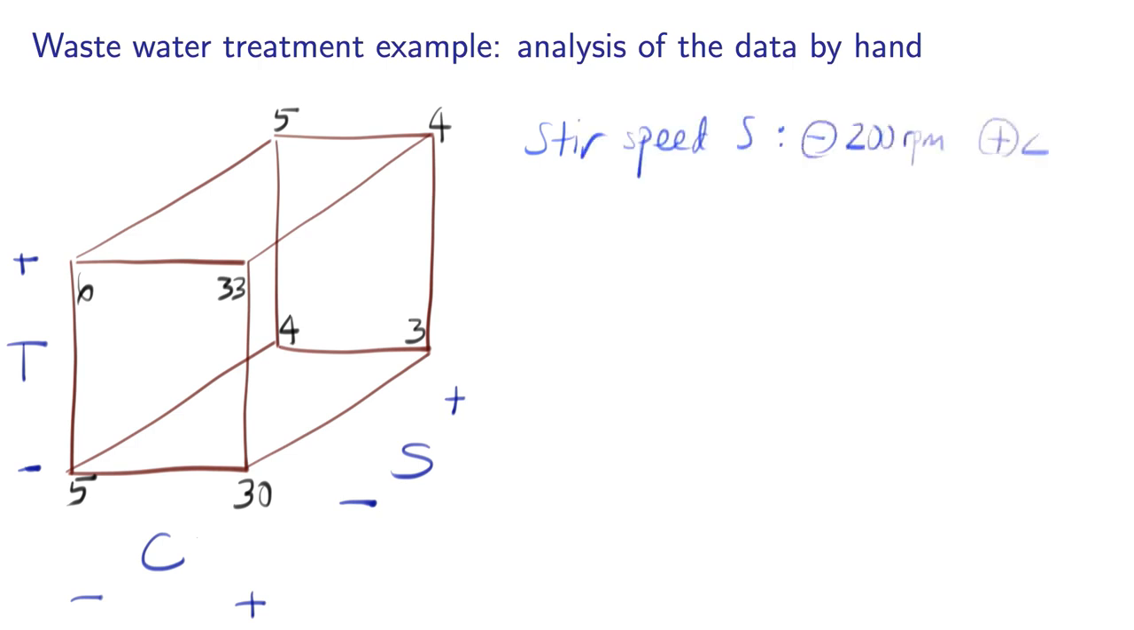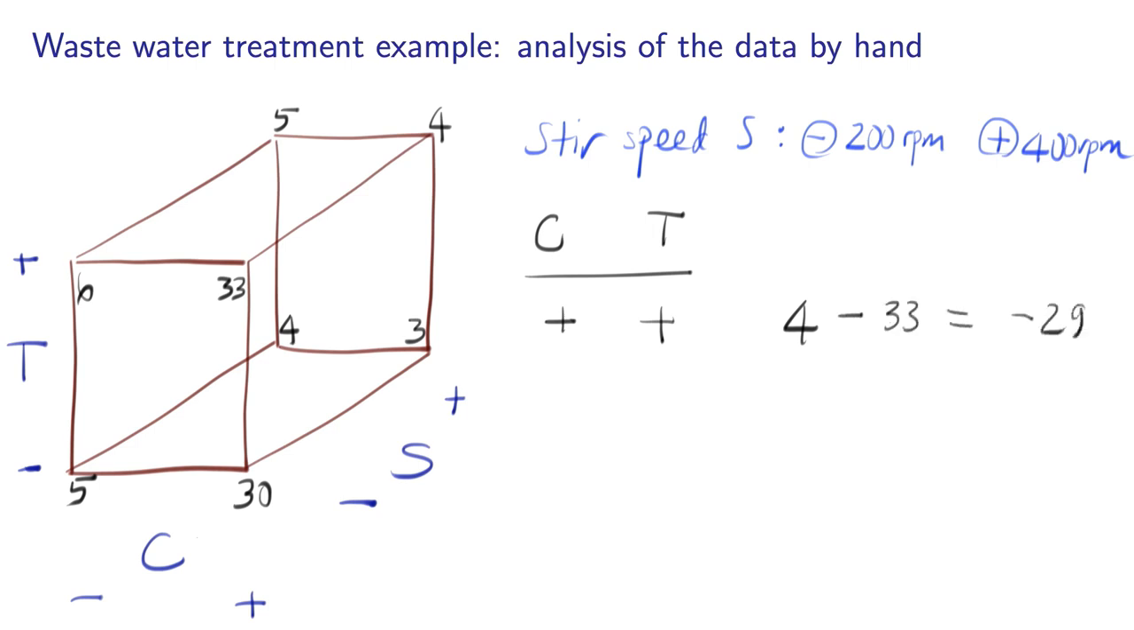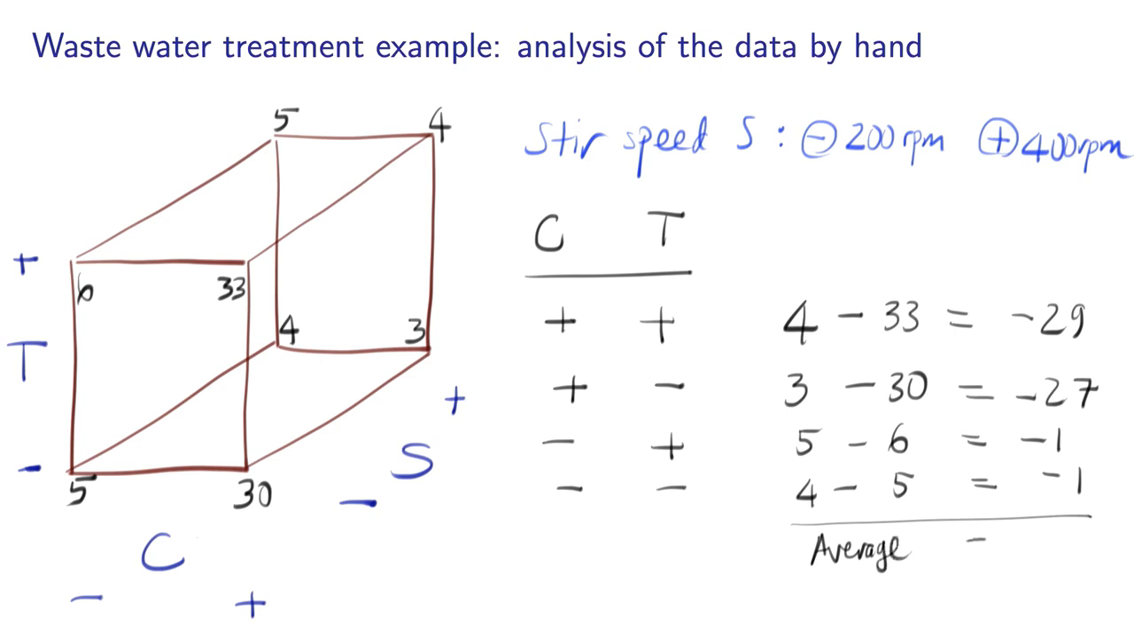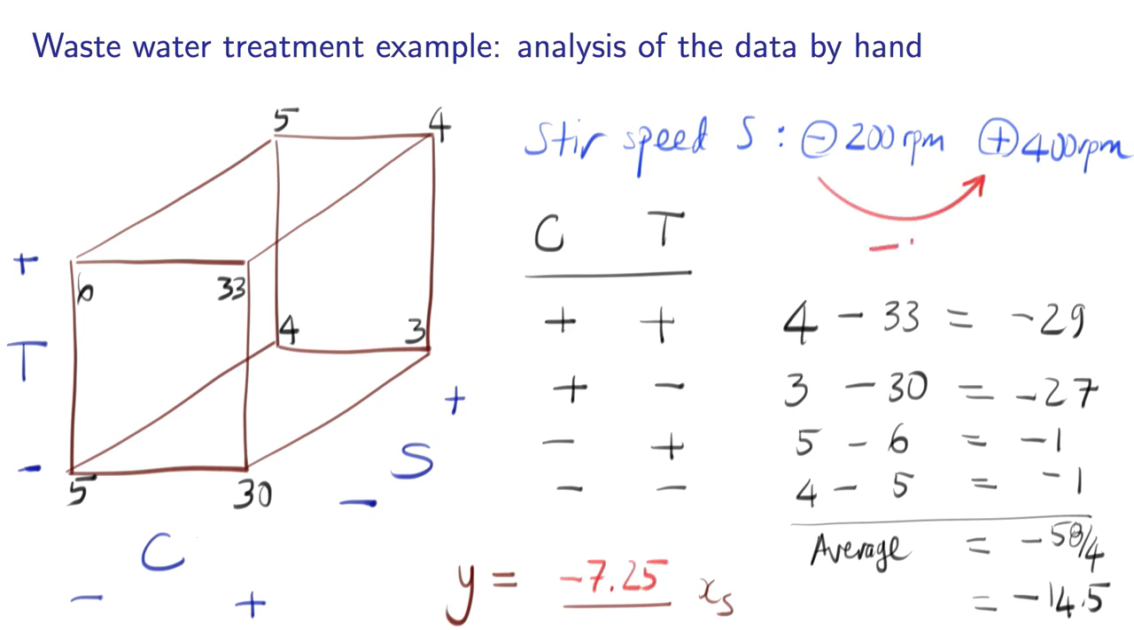Lastly, let's take a look at the effect of stirring speed S. Along the four diagonal axes, we have 4 minus 33 up here, 3 minus 30 down here, 5 minus 6 here, and 4 minus 5 over there. The average of those differences is negative 14.5, and if we report half of it, that's minus 7.25. The minus 14.5 tells us that we expect, on average, a reduction of 14.5 pounds of pollution when we go from a low stirring speed to a high stirring speed. So clearly, it's in our favor to use high stirring speeds in order to get that reduced pollution.